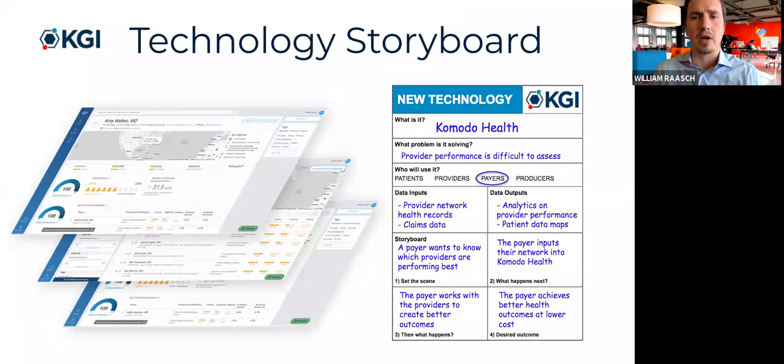So here I want to talk about Comodo Health. So Comodo Health is looking at the fact that provider performance is very difficult to assess. So if you are an insurance company, you have a vested interest in making sure that the provider networks that you represent are doing a good job. And sometimes that's very difficult to do. So the input is all the health records within those providers, as well as the claims data. And their outputs are analytics on provider performance.